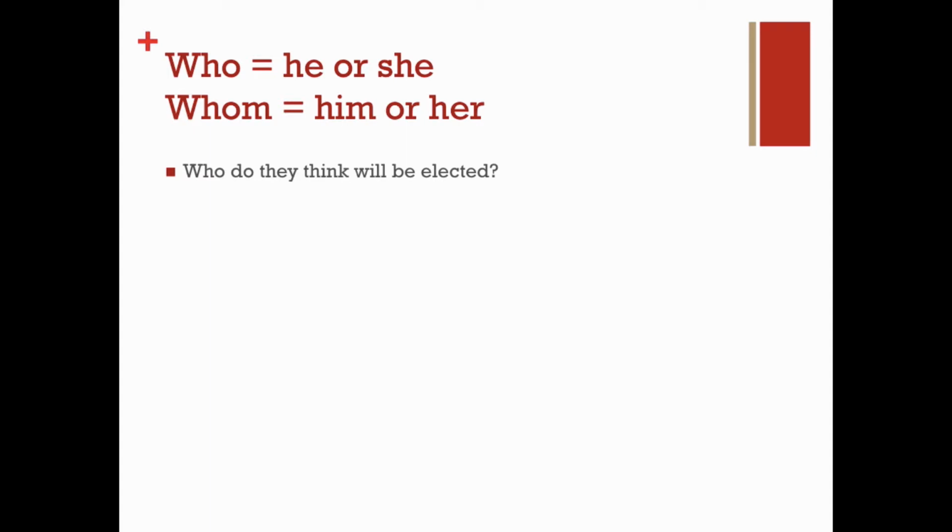So here, I have the question, who do they think will be elected? What I did with this question was I actually turned the question into a declarative sentence, so I made a statement out of it. And when I make a statement out of it, we can interchange in either he or she for the word who. So they do think he or she will be elected.